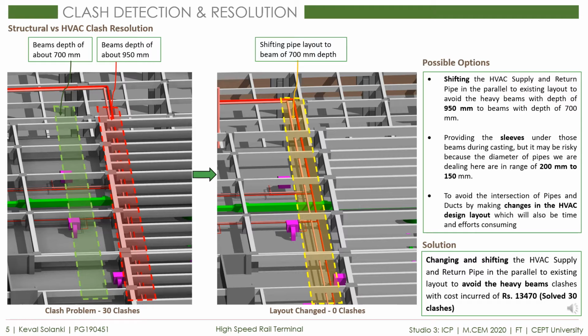So to resolve these 30 clashes at a time, we figured out three possible solutions, in which the first one was shifting the supply and the return pipe from the red color area where the beam was of 950 mm depth to the greener area of 700 mm depth of beam. The other two solutions were risky and time and cost consuming. So after the discussion with the site personnel, we came to the solution of shifting the HVAC pipe to avoid all the 30 clashes, which cost the amount of 13,470 as per the clash quantification, and we revised the HVAC model as shown.